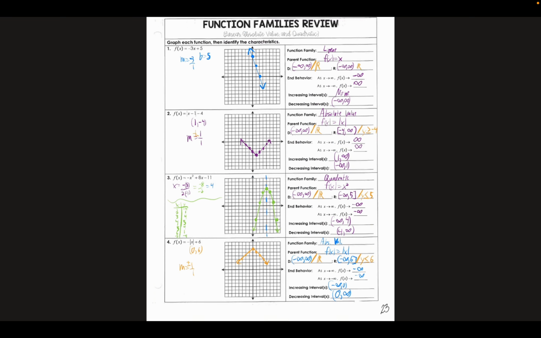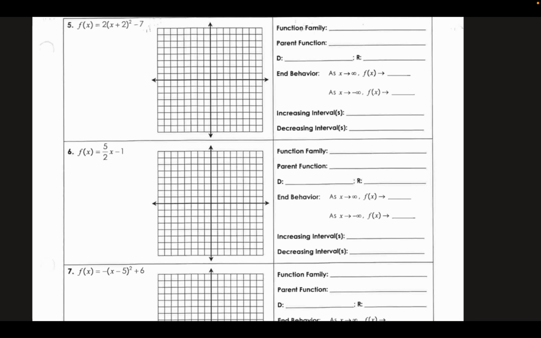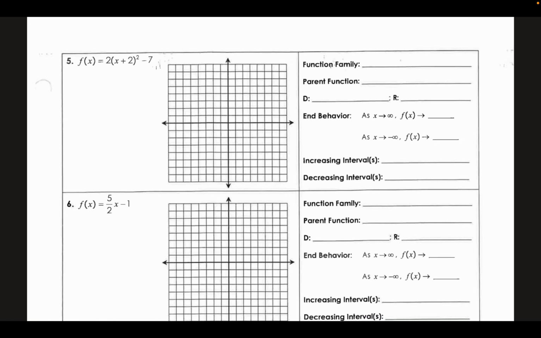And on to our last page for this unit. We look at number 5 here. Number 5 has an exponent of 2, telling us right away that this is quadratic, which says the parent function is f of x equals x squared. And again, it's the domain of negative infinity, comma infinity, or all real numbers. We have to graph it in order to figure out more information than that.